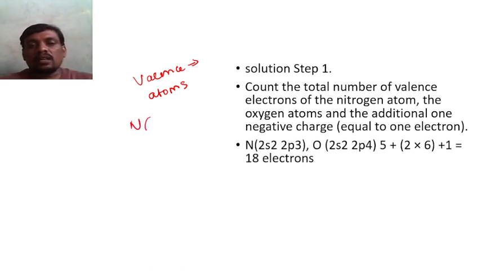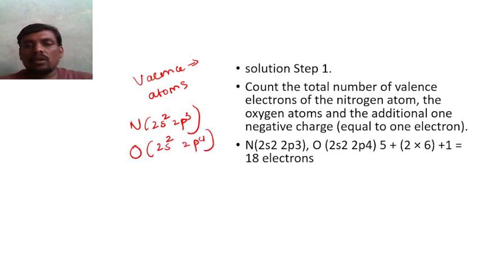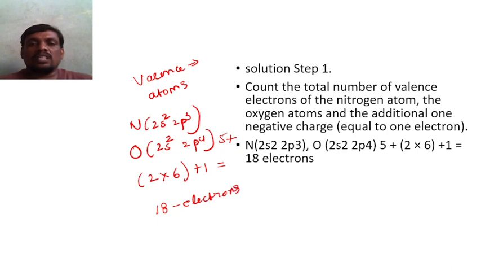Nitrogen is there and it will be 2s2 2p3. Okay. In case of oxygen, 2s2 2p4. Okay, and it will be 5 here, and 5 plus 2 into 6, how much is it? As you know, 12 plus 1 equals, and together if you count, 18 electrons are going to be seen. You got my point?